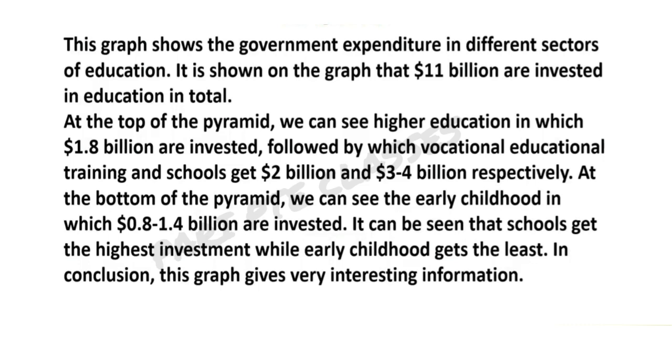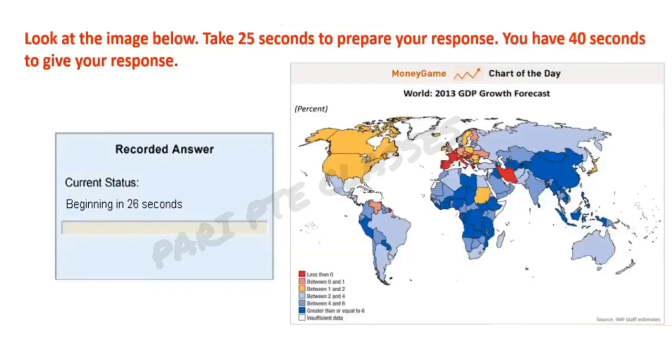At the bottom of the pyramid, we can see the early childhood, in which $0.81.4 billion is invested. It can be seen that schools get the highest investment while early childhood gets the least. In conclusion, this graph gives very interesting information.